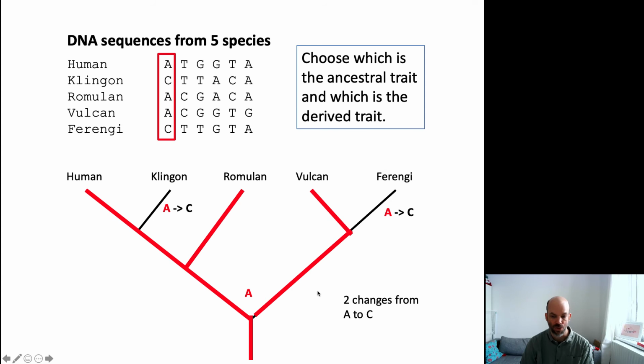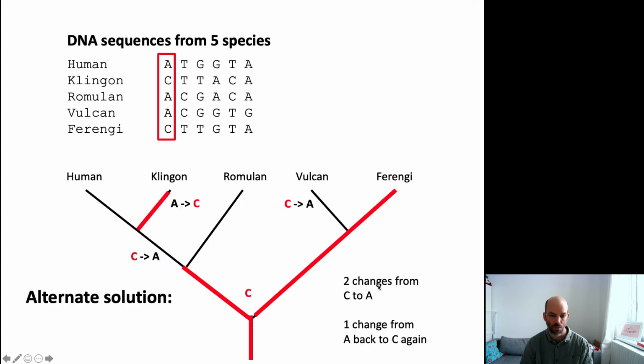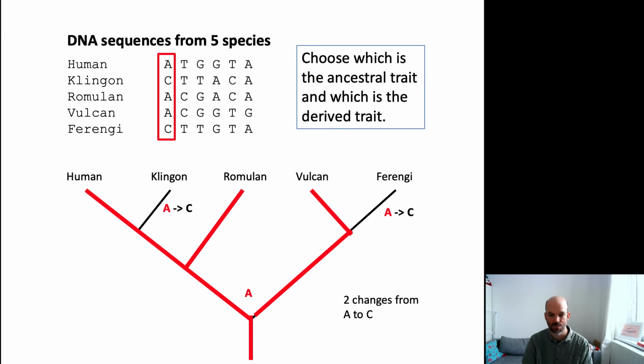That's just one tree. You could try a different tree. What if you rearrange the species on the tree like this, such that C was the ancestral state? It changed to an A in this part of the tree, and then the A changed back to a C in this part of the tree, and it changed to an A in this part of the tree. That is another tree. How do you know which one's better? How do you know whether this one is better or this one is better?